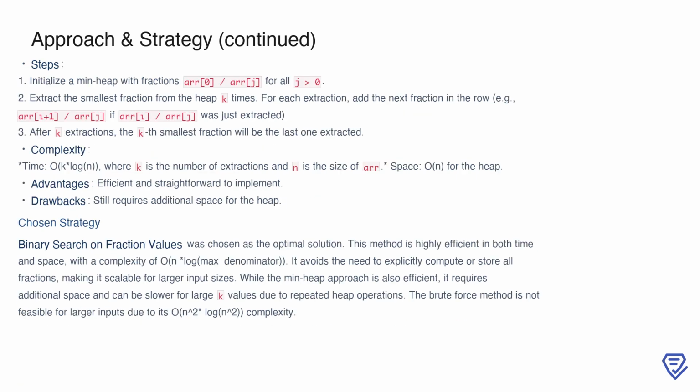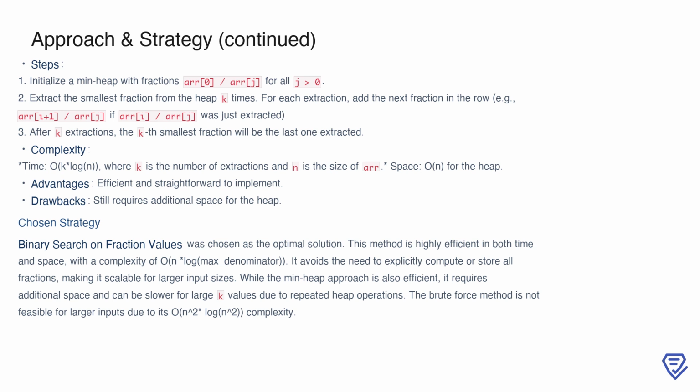Another optimized approach makes use of a min heap to efficiently track and extract the smallest fractions. The idea here is to start with the smallest fractions, which are those with ARR[0] as the numerator, and iteratively extract the smallest fraction from the heap. For each fraction that is removed, the next fraction in the sequence is added to the heap. Specifically, we initialize the heap with the fractions ARR[0]/ARR[j], for all j greater than 0. Then, we perform k extractions, and during each extraction, we push the next fraction in the same row into the heap. After k extractions, the kth smallest fraction will be the last one removed from the heap.